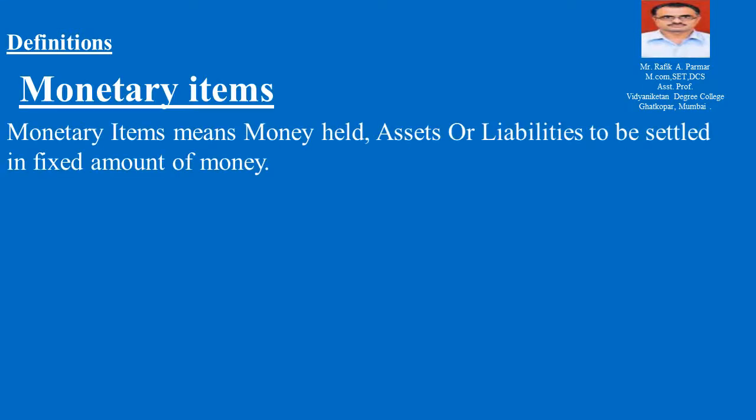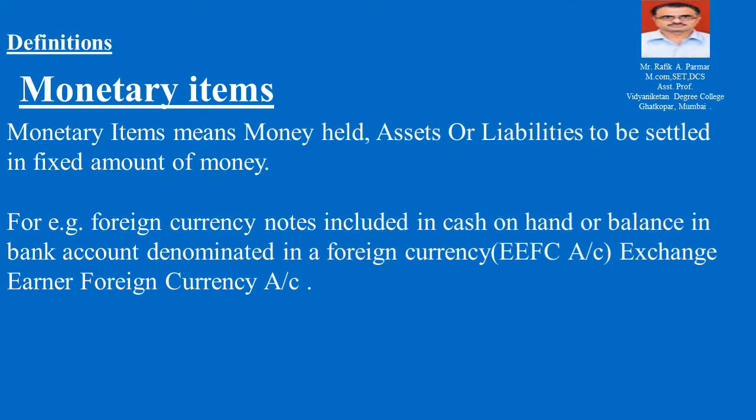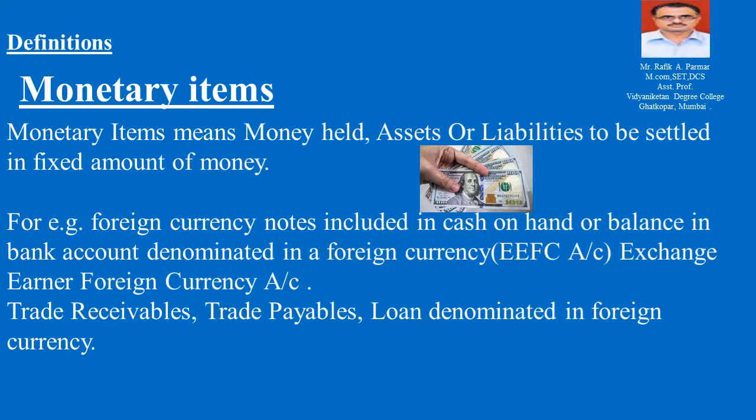Next is monetary items. Monetary items means money held, and assets or liabilities to be settled in a fixed amount of money. For example, foreign currency notes included in cash in hand, or a balance in a bank account denominated in a foreign currency account, that is an EEFC account. These are known as monetary items. Similarly, trade receivables, trade payables, and loans denominated in foreign currency are also monetary items, because if we deal with foreign traders, we have to pay them or receive from them.